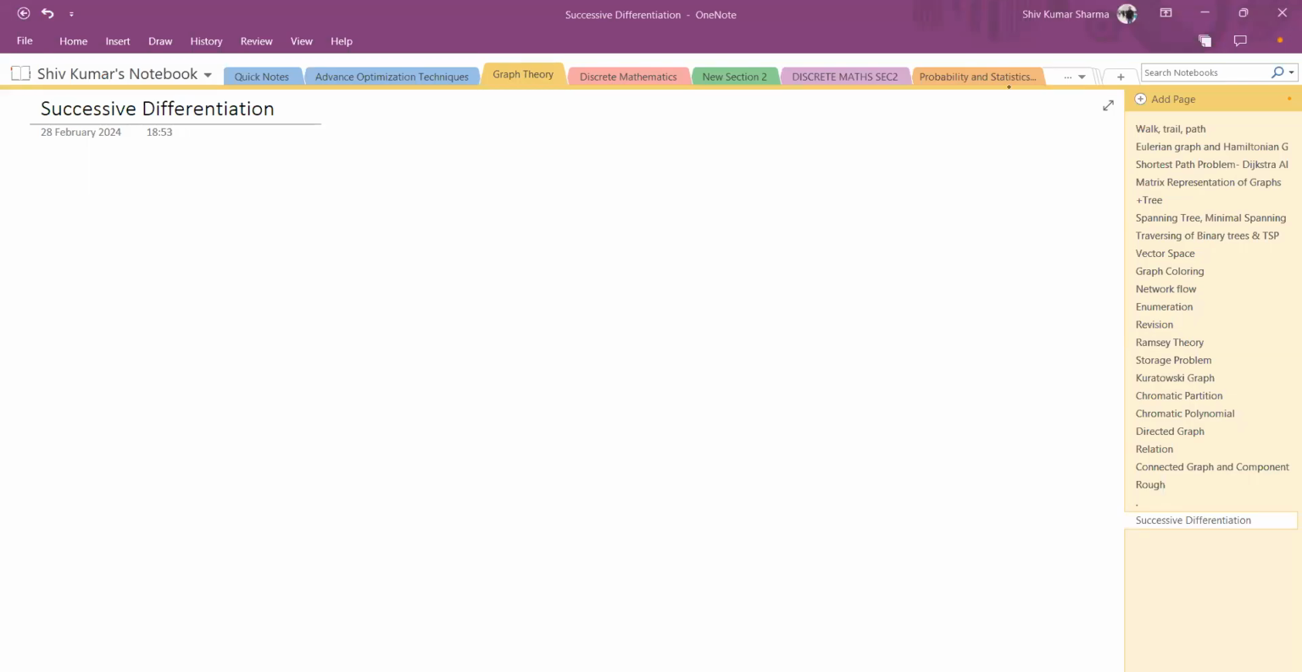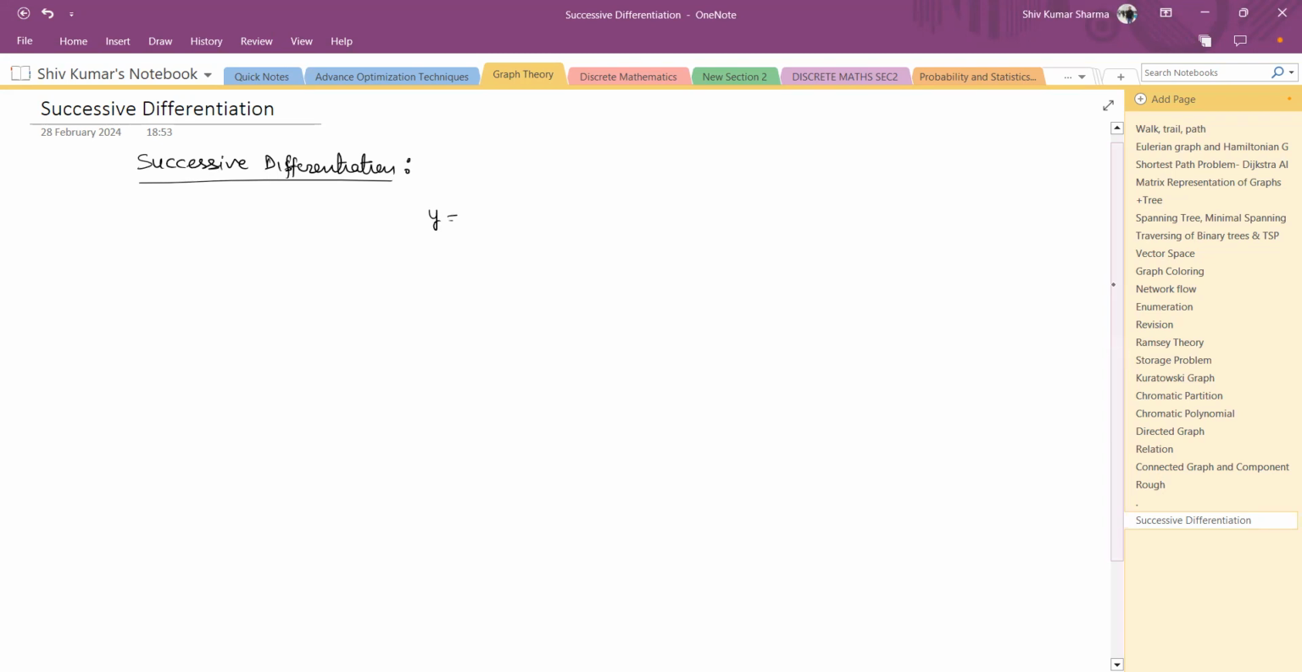Today we will discuss successive differentiation. So, as the name suggests, successive differentiation. We have studied simple differentiation. Before starting the definition of successive differentiation, we can define differentiation.